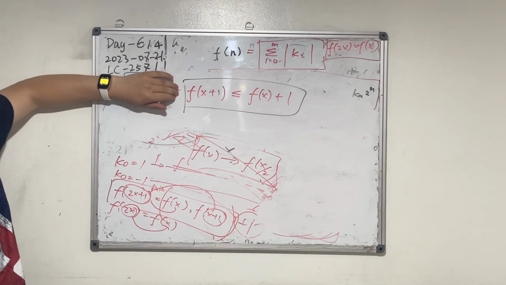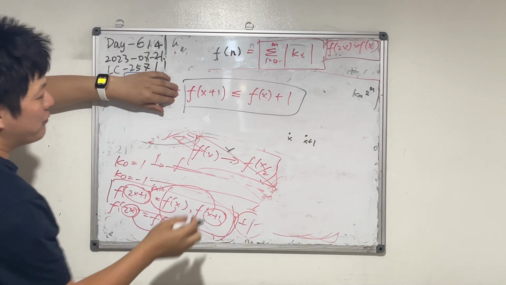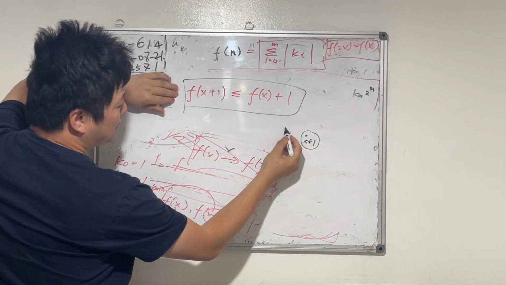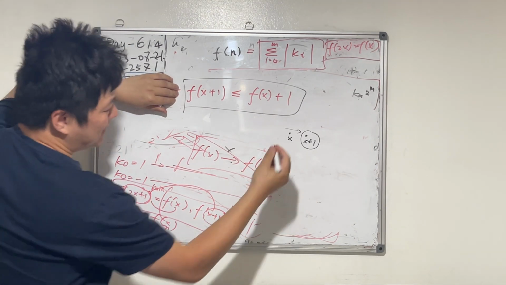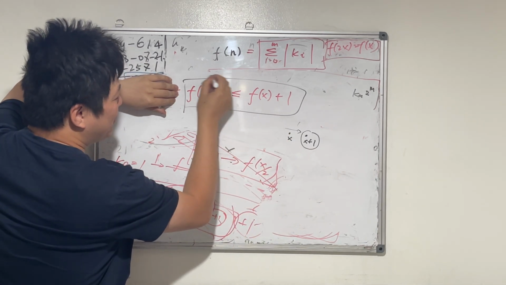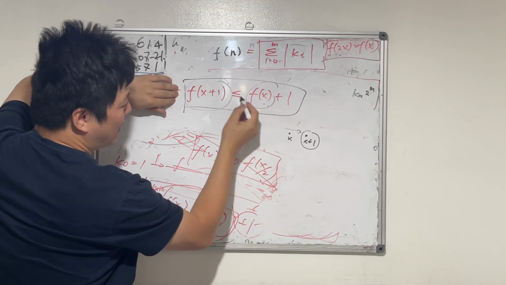Why this is correct. This is x, right? This is x plus 1. So we want to transform this x plus 1. One possibility is from x to x plus 1. How many steps? If we want to jump from x to x plus 1, one step. So if you want to reach f(x+1), you can do it from f(x), and then you need to plus 1, right? It's smaller or equal, right?